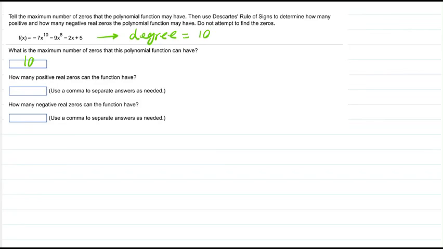Does it mean that there are 10 real zeros for this polynomial? No. Remember the quadratic function with degree 2? Although the degree is 2, sometimes it has 2 real zeros, sometimes there is just 1 real zero, and sometimes there isn't any real zero. So similar to that.